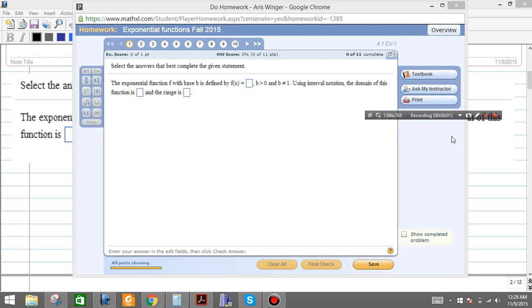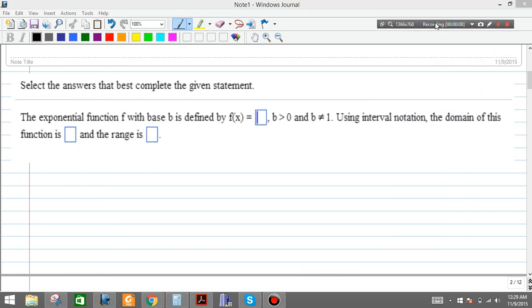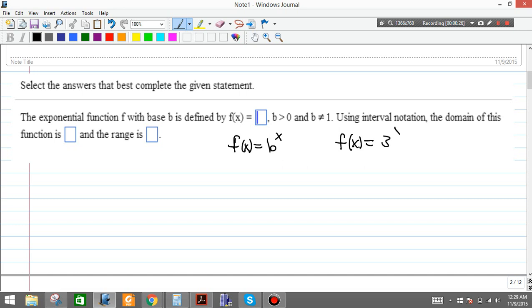Okay, we're in chapter 4 now, and we're talking about the exponential function. And the exponential function is a function of the form f of x equals b to the x, where b is greater than 0 and b is not equal to 1. And so an example of this would be f of x is 3 to the x power.